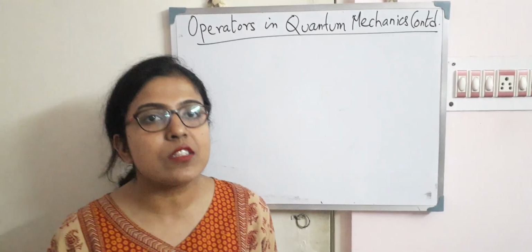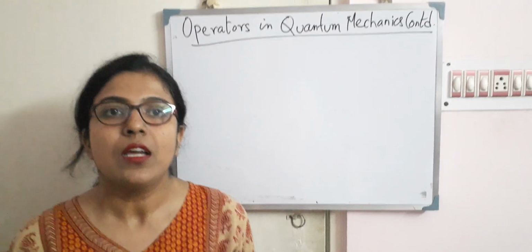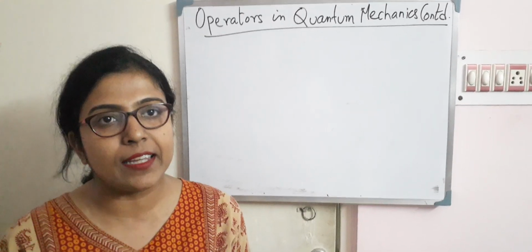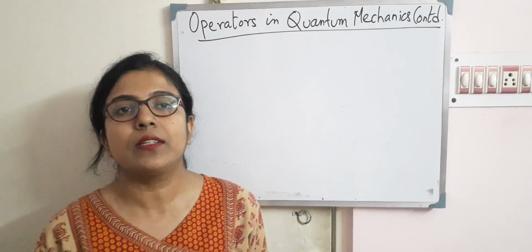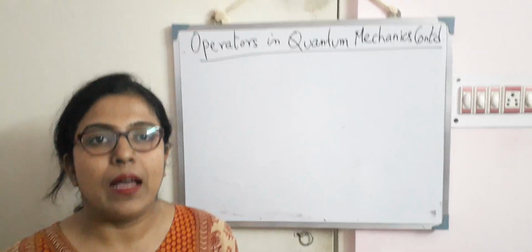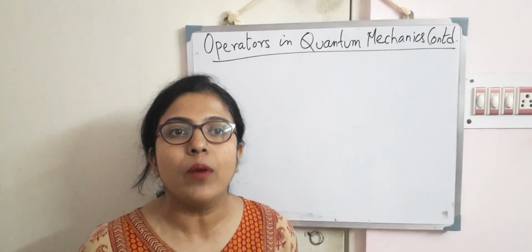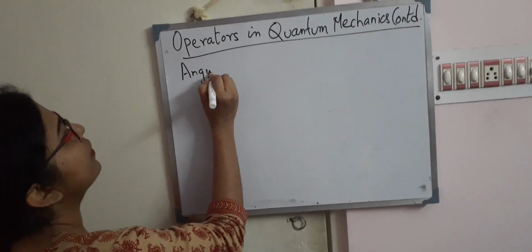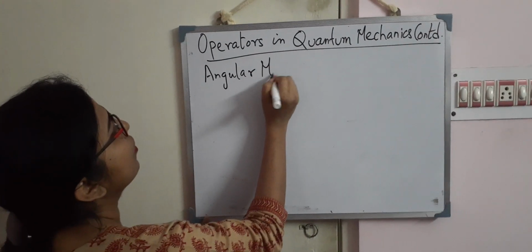And I gave you a list of operators in quantum mechanics which you should know, like the position operator, the momentum operator, the kinetic energy and potential energy operators, and the Hamiltonian operator. Today I will discuss another important operator, the angular momentum operator. Angular momentum is the dynamical variable that we are speaking of here.